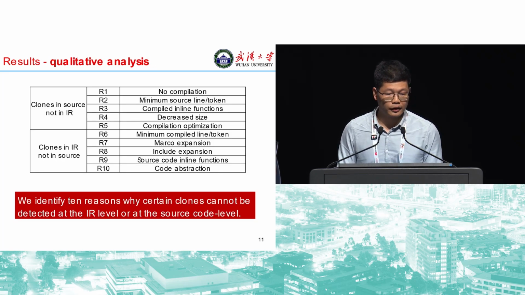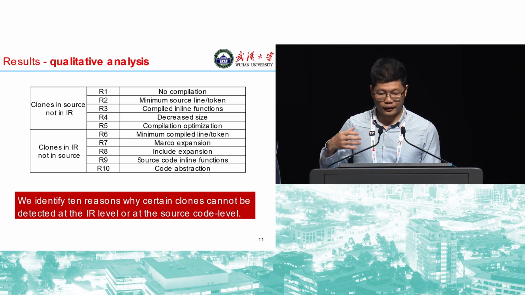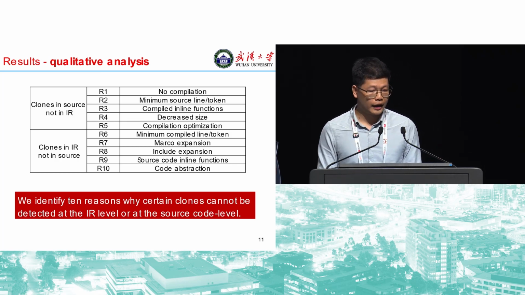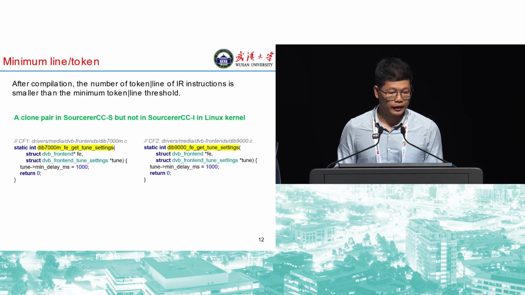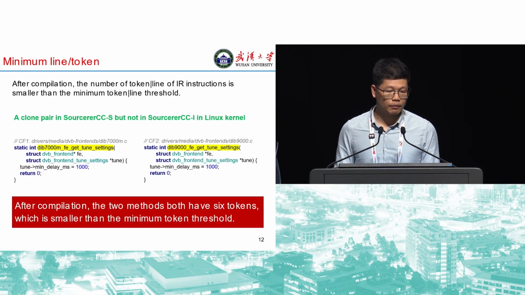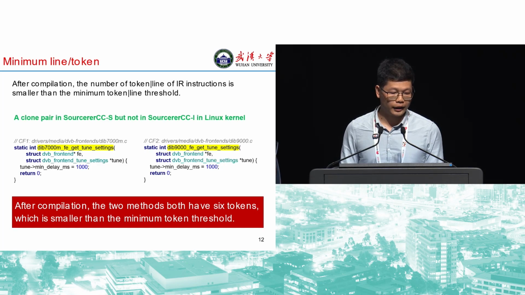And for the qualitative analysis, we identify 10 reasons why certain clones cannot be detected at the IR level or at the source code level. Due to the time limitation, I will just present a few of the reasons. So the first reason is minimum line token. After compilation, the number of tokens or lines of the IR instructions is smaller than the minimum token or line threshold. This is one example presented here, a clone pair in SourcererCC at the source code level, but not in SourcererCC at the IR level in the Linux kernel project.